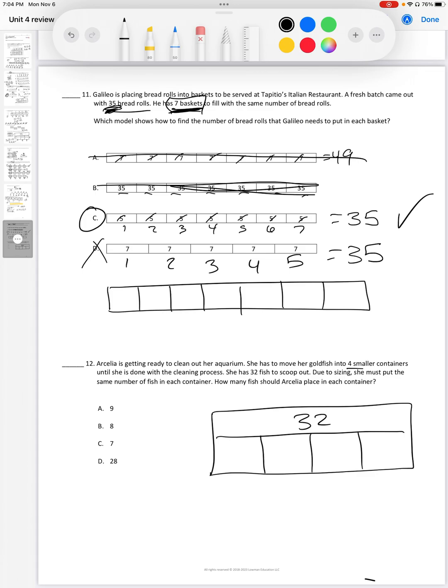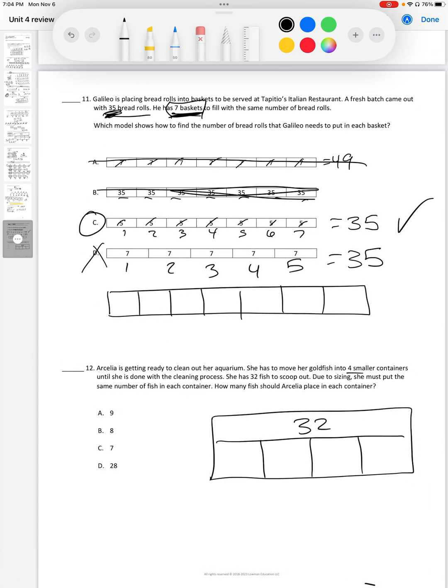There are different ways we could do this. 32 is not too big of a number, so you could go through and put a dot in each group until we get to 32. So that's 8, 12, 24, 32. Once you've divided your 32 fish out into the 4 containers, all we have to do is see how many fish are in each container.